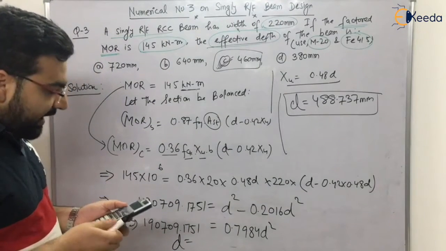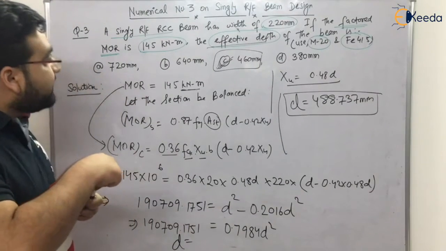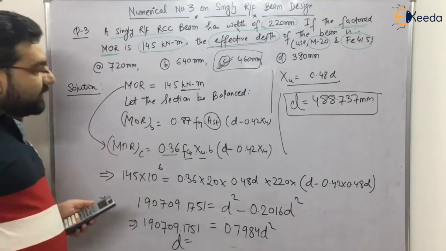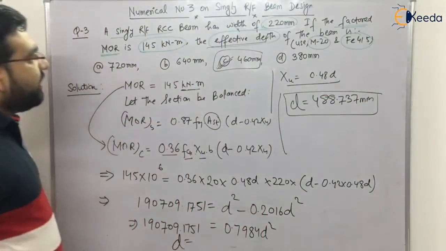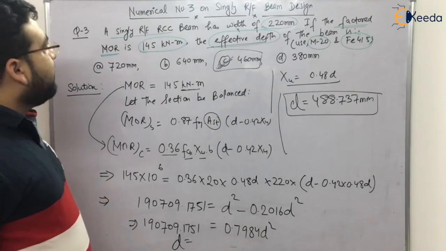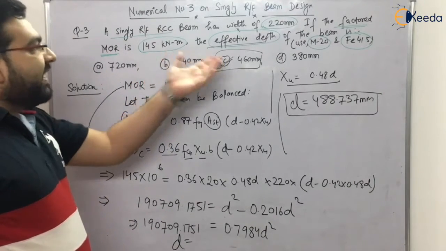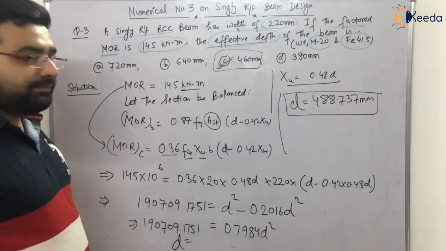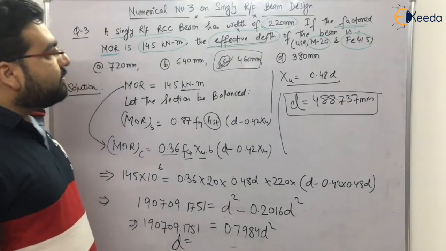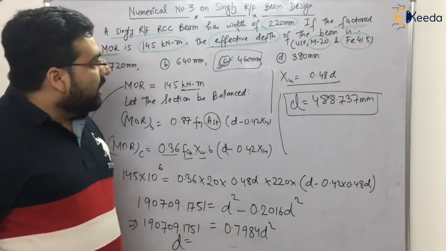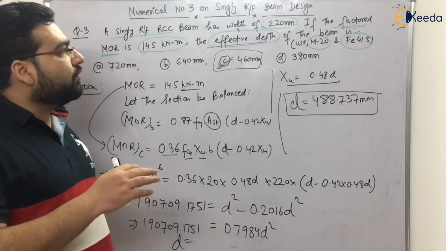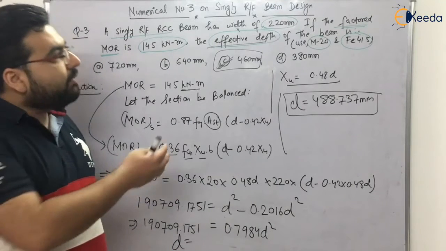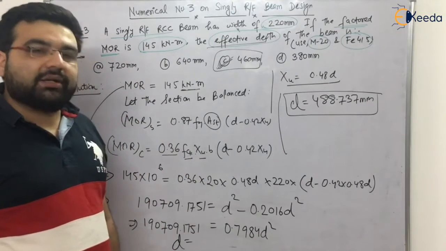Clear? I hope that you have understood the concept of this numerical number 3. In this numerical, the factored moment was given, so I needed to determine the effective depth. Let us move forward and finish some other topics. Now let us move to doubly reinforced beams. Thank you.